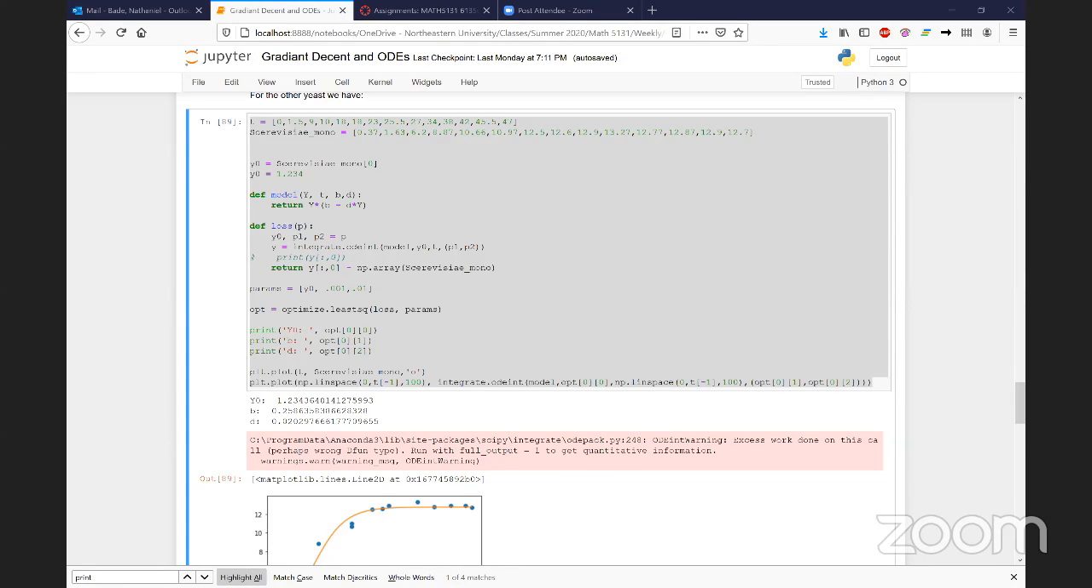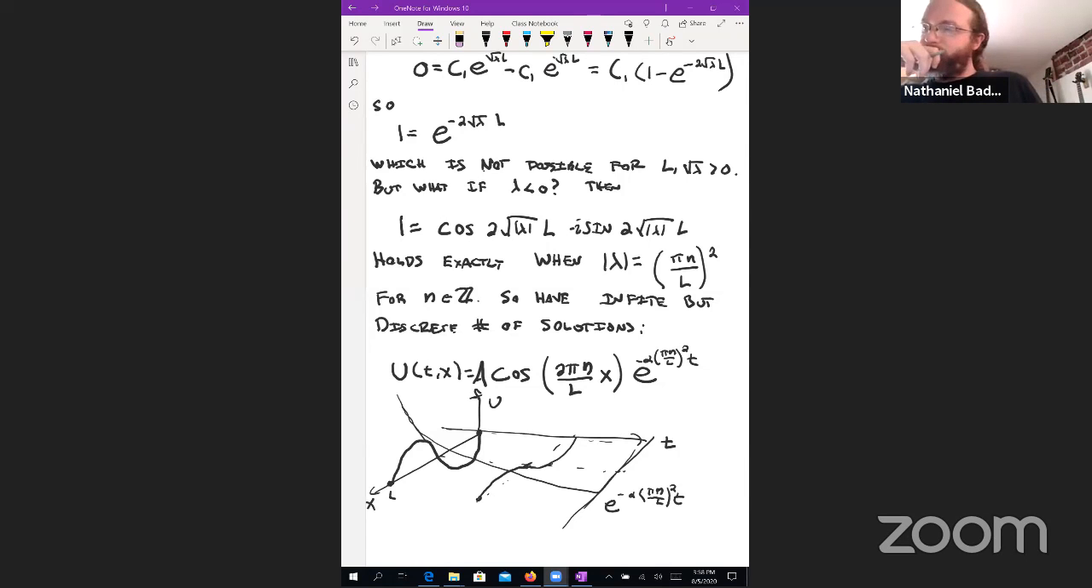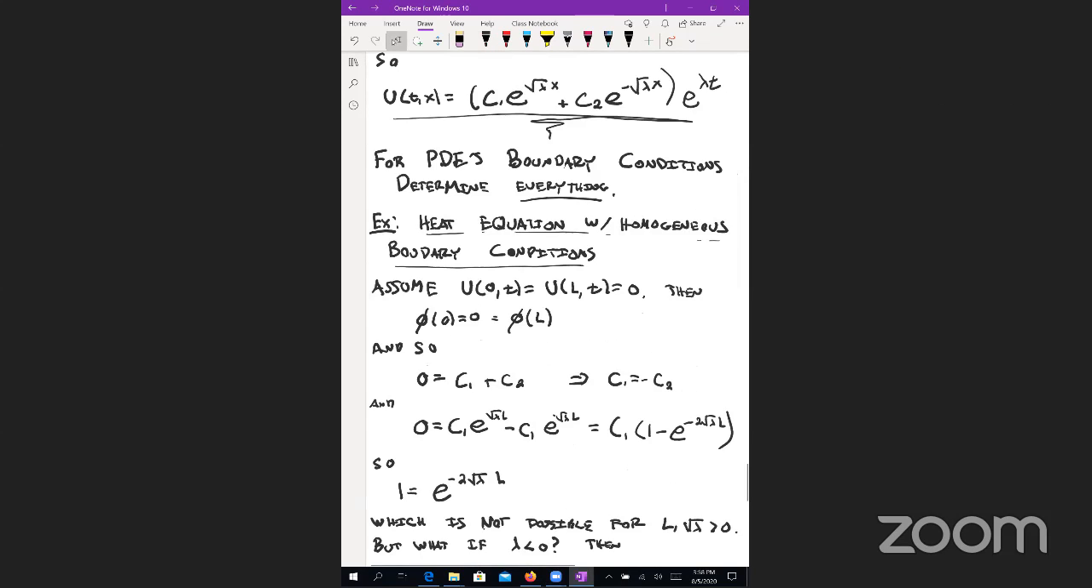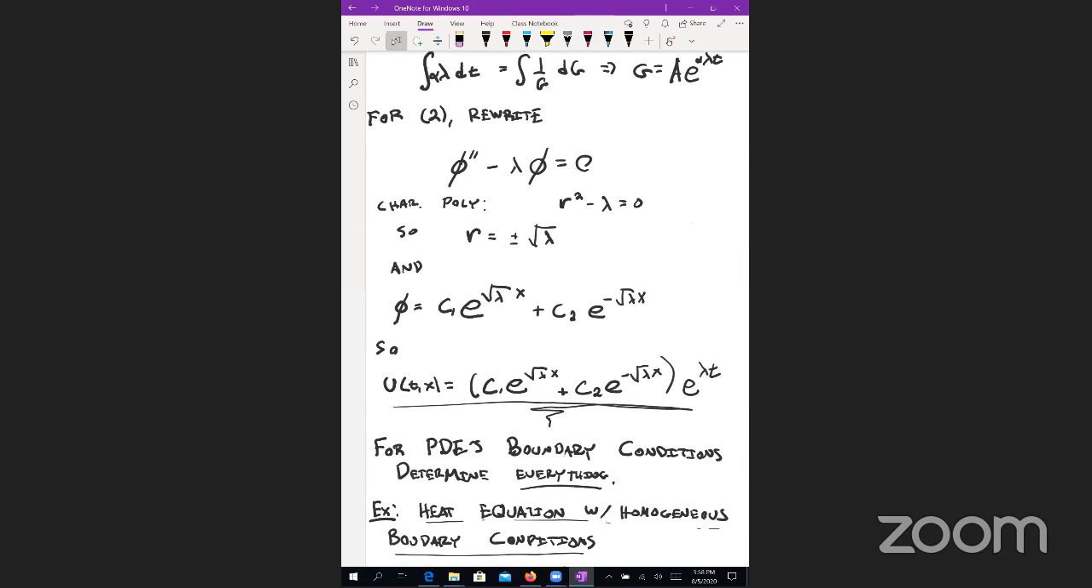Professor, for the previous example, could you please change to the notes? Yeah, sorry, not this one, but the previous one. The answer there should be e to the alpha lambda t. Yes, you're absolutely correct. Thank you.